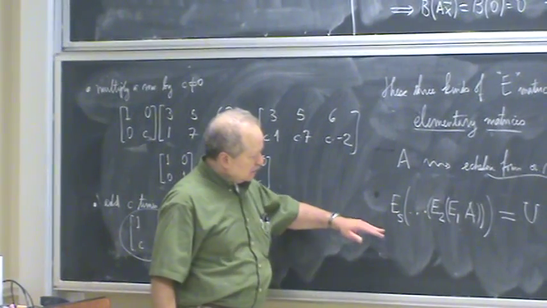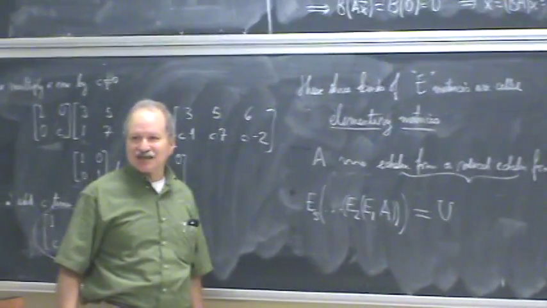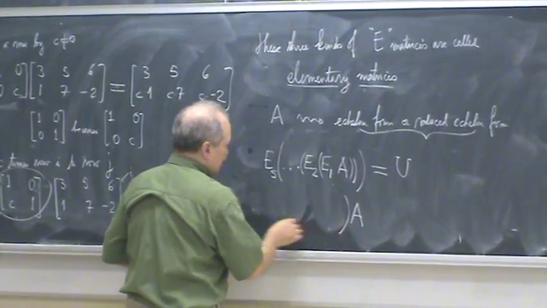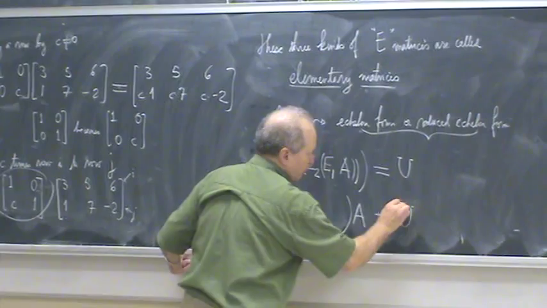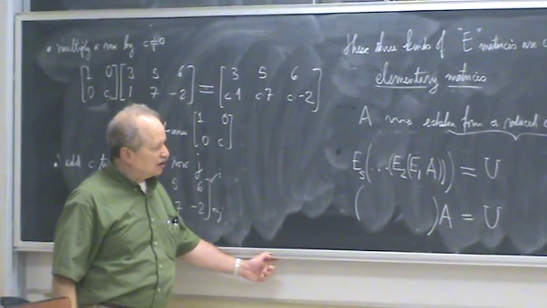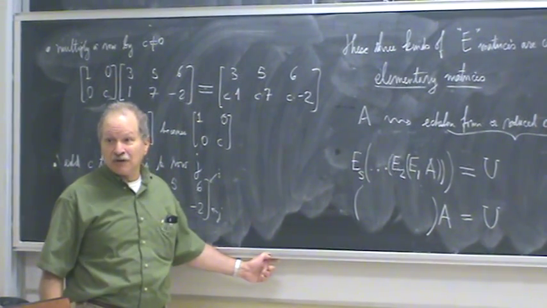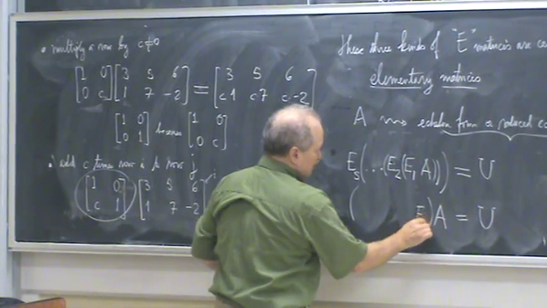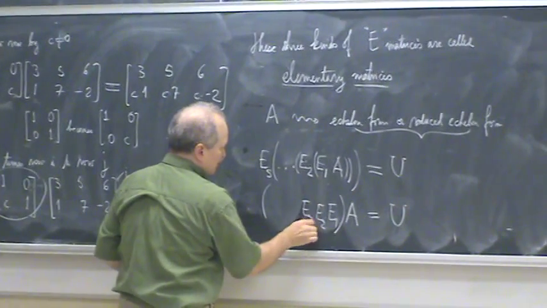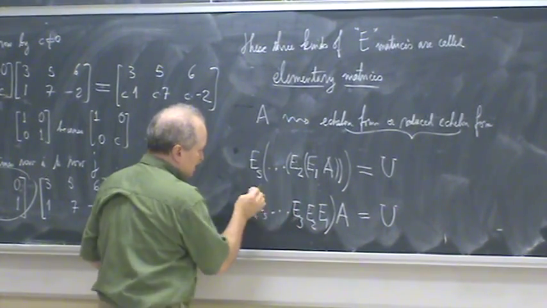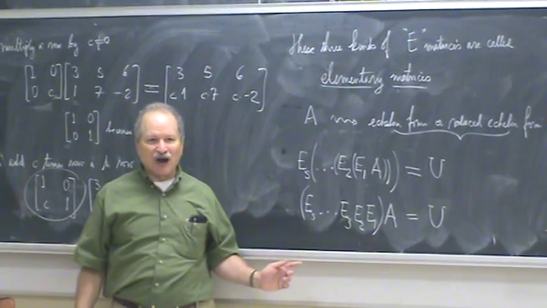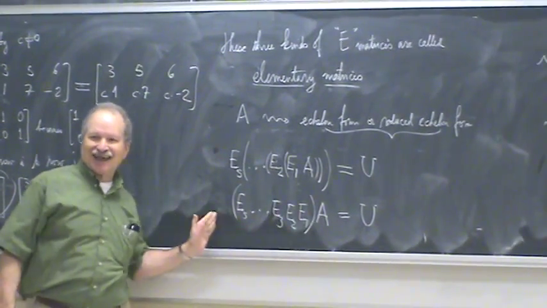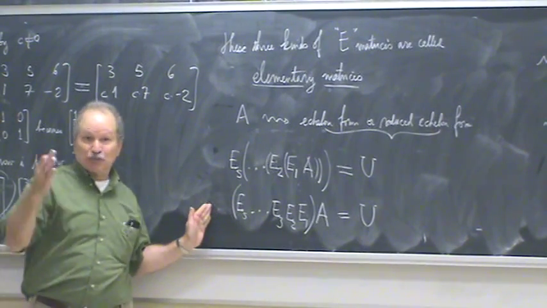Now regroup. Use associativity. This is the same thing as saying, what matrix times A gives me my echelon form? All the E's. Not some, multiply. The product: you just group these, E1, E2, E3, up to Es. What you have to remember, however, is you have to put them in the correct order. You have to go right to left, because you're composing functions.